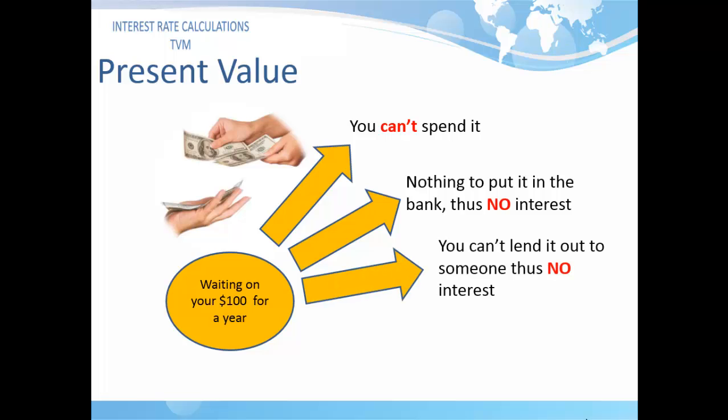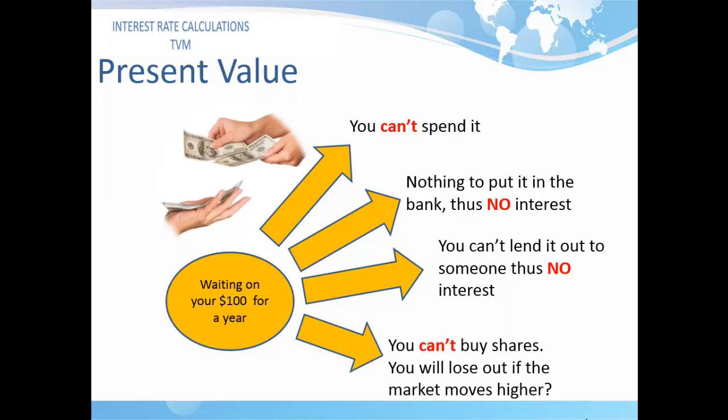Also, you couldn't lend the money to anybody else even if you wanted to, because again, you don't have any money. And lastly, you can't go and buy shares. So you have to account for the fact, what happens if the shares that you were going to buy are anticipated to grow quite a bit, and the stock market goes up and you lose out on the possible return there.